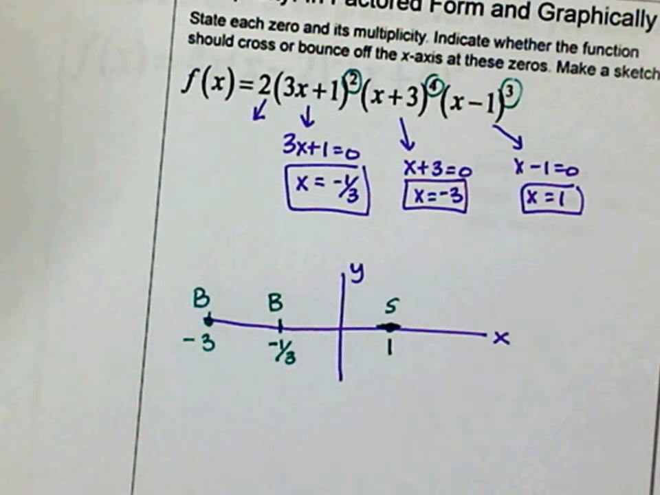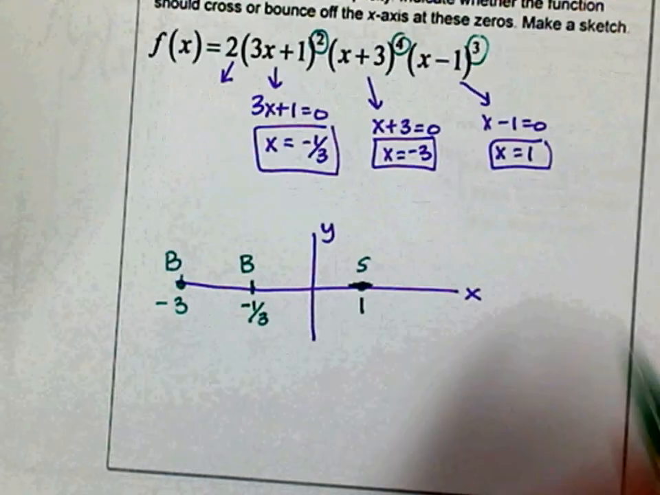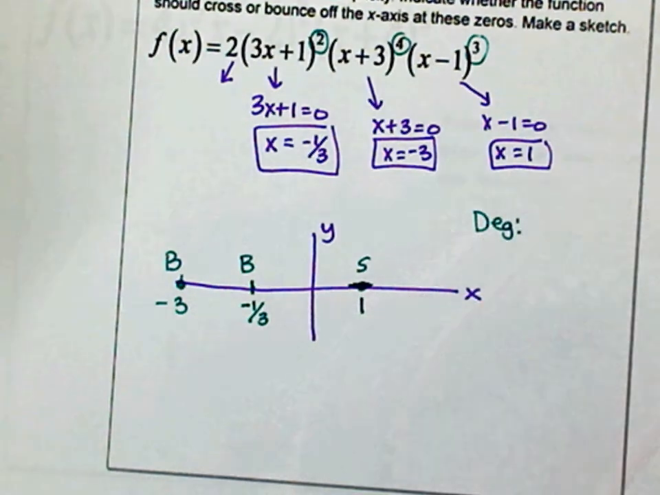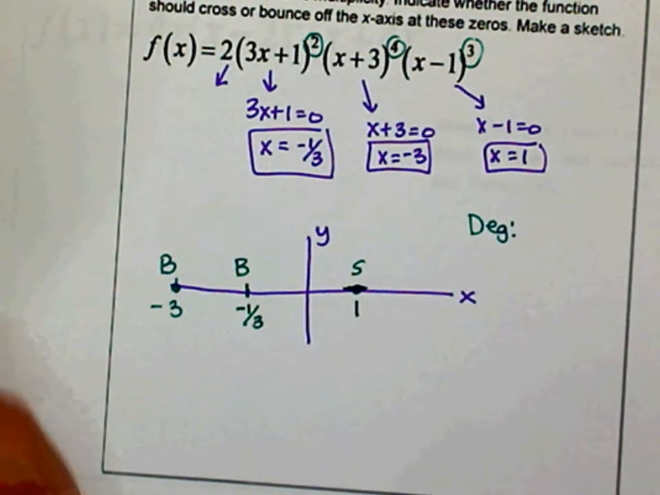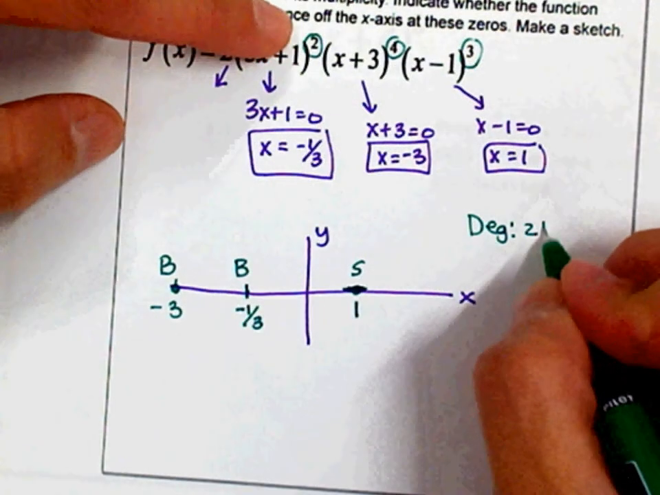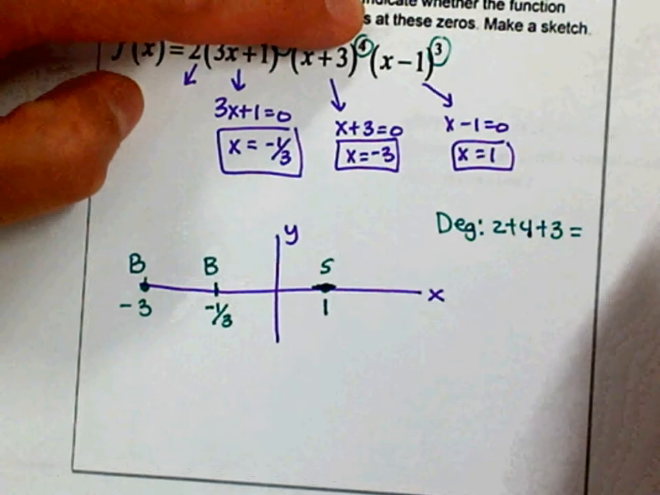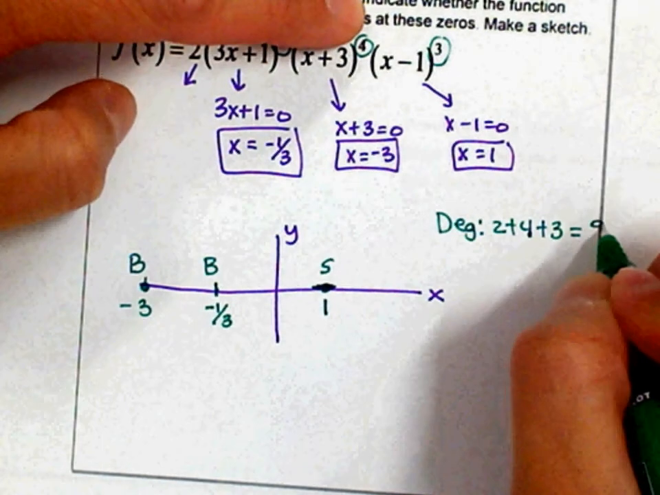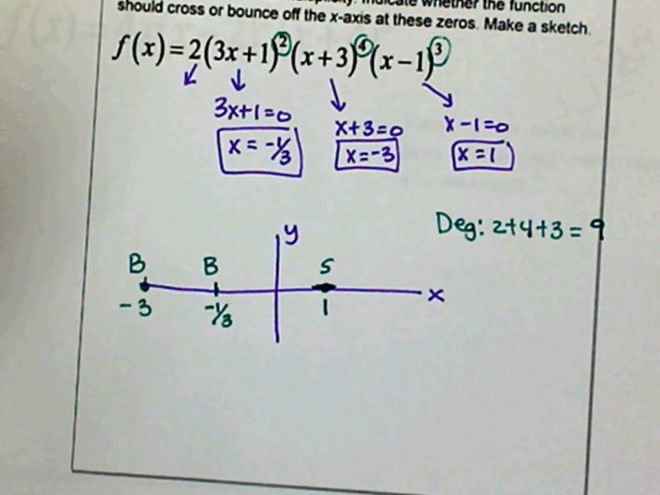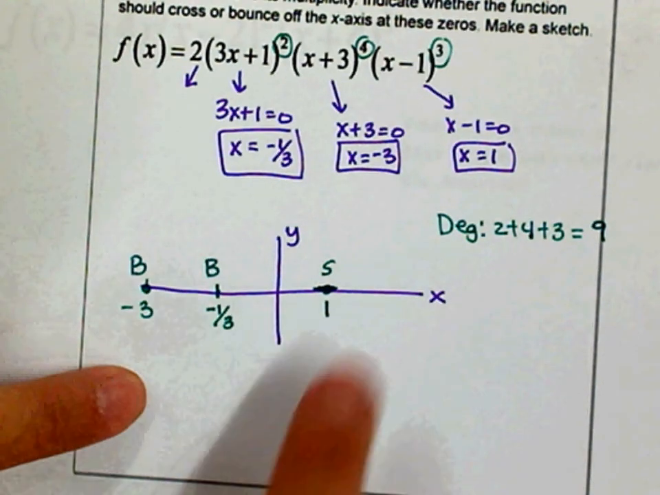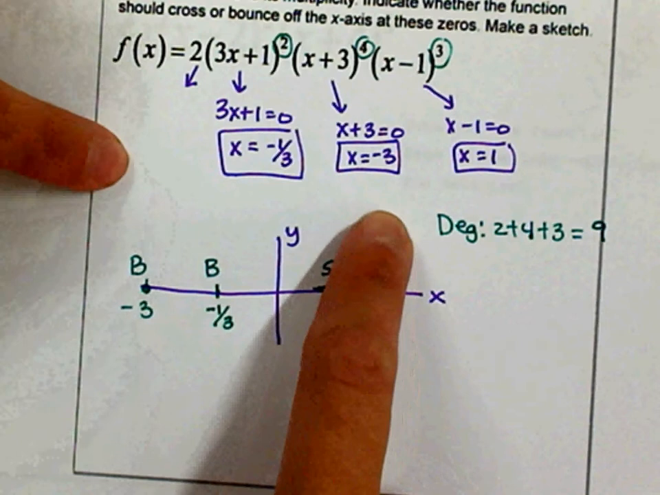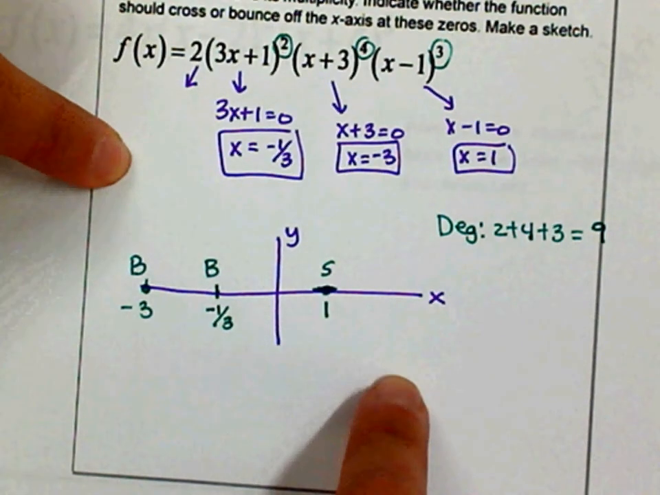All right, let's go ahead and look at our degree. What is the degree of this function? Well, it's 2 plus 4 plus 3. So what is the degree of this one? 9. When it's a 9, is your graph going to be opposite or in the same direction for your end behaviors? Opposite. So it's going to start down here and end up here, or start here and end down here. What is going to help us determine where it starts is your leading coefficient.